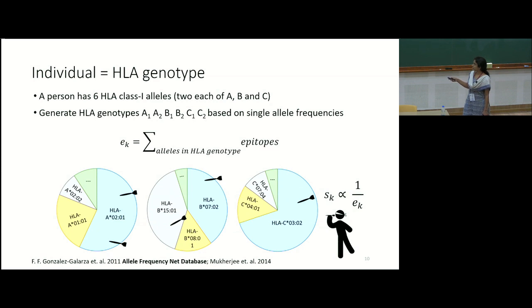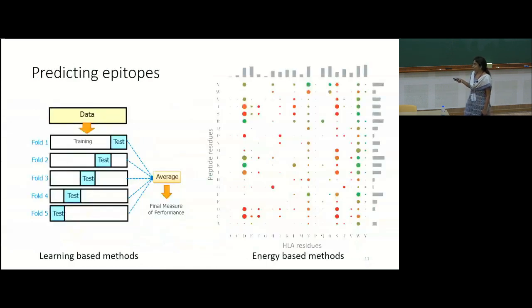So we look at the epitopes presented by each of the alleles in that person's HLA genotype to give us the number of epitopes. But the number of epitopes is not something you can just read out. It's something you need to predict.